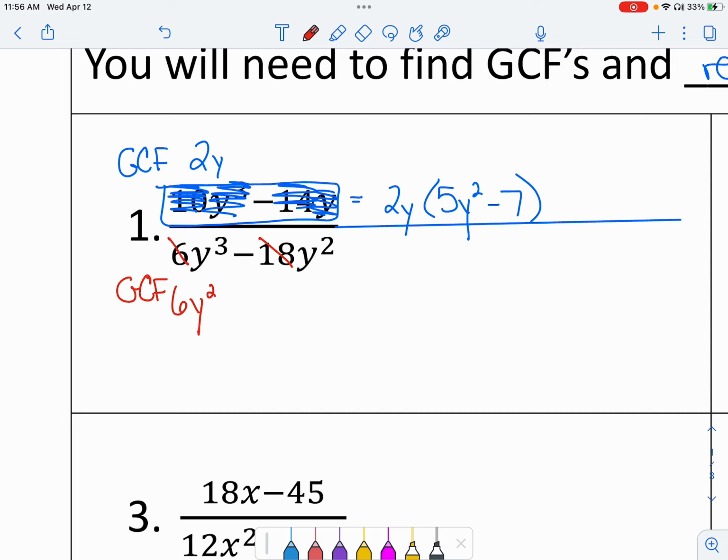So the question is, what happens, let's write that here. What happens if I divide 6 by 6? I get a 1. What happens if I take y cubed and I take away the y squared? I'm just left with y. Now divide this by 6 and I get a 3. And then y squared, take away y squared, and there's no y's left. So we have found our GCFs.